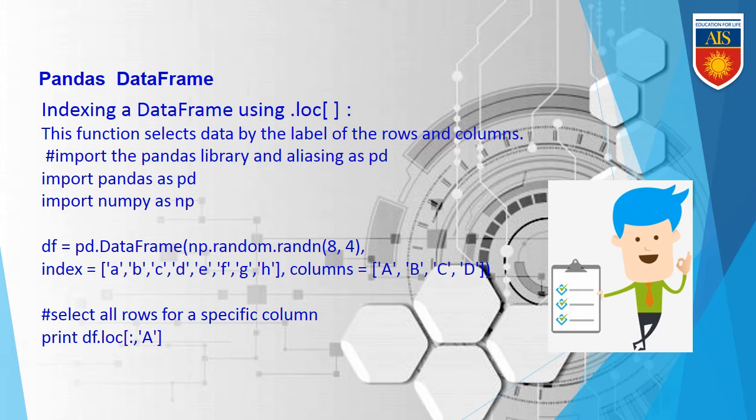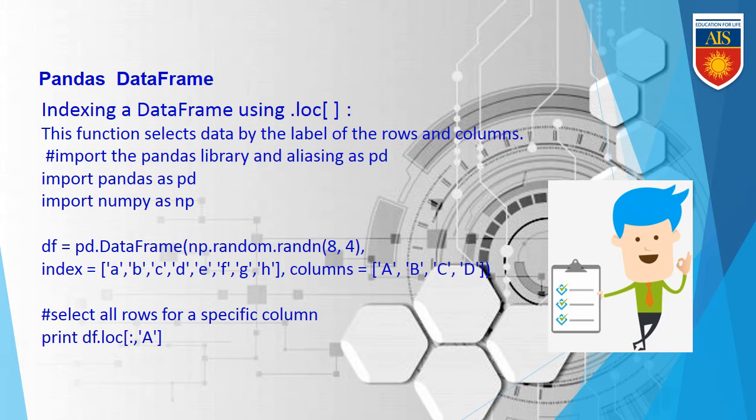Import pandas as pd. Import numpy as np. df equals pd.DataFrame(np.random.randn), where random is the short form of random function. Then 8 comma 4, and then index abcdefgh, that means 8 elements, so we are giving the 8 index. Then the columns abcd.